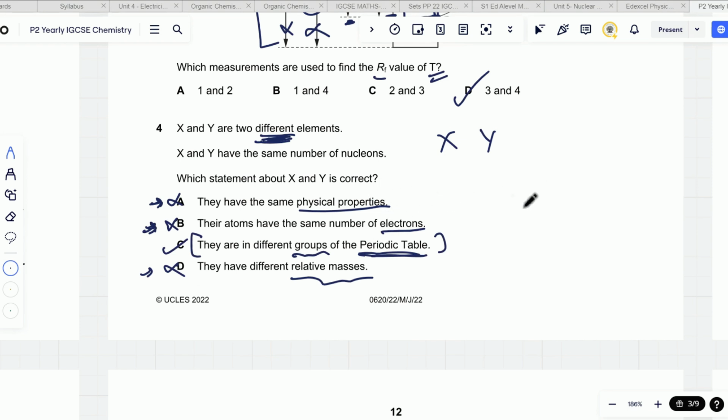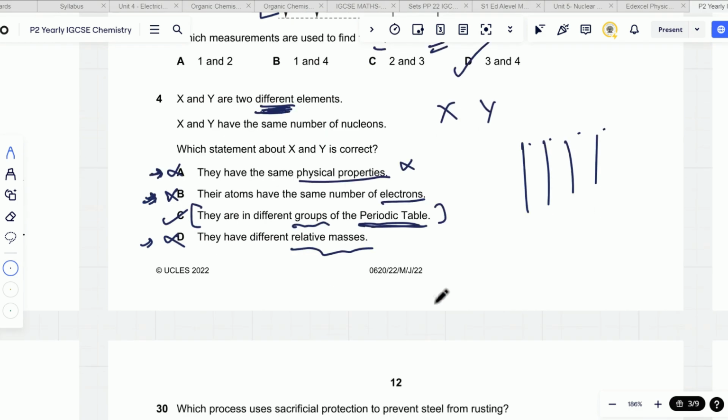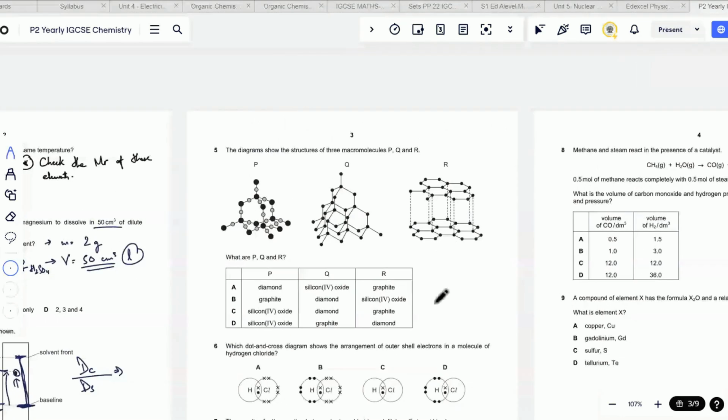When X and Y are two different elements, then only it means that they could be in different groups. Sorry, I said periodic table. And they cannot have the same physical properties. They cannot have the same number of electrons. Neither can they have different relative masses because their nucleon number is the same. Okay, good. Question number 5.